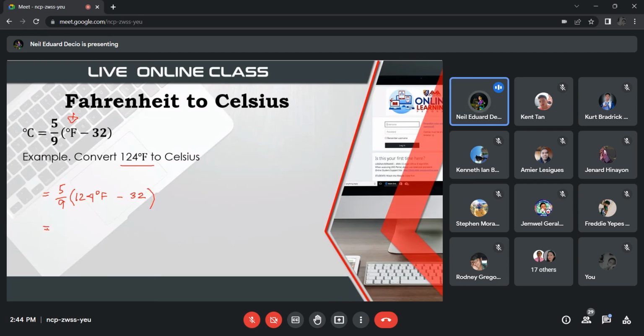Okay, so this would be equal to 124 minus 32. So this is 5/9 multiplied by 92, which is equal to 51.11. In temperature, para uniform, our final answer is in 2 decimal places. Okay, so our answer is 51.11 degrees Celsius.